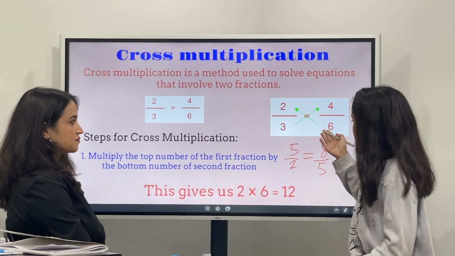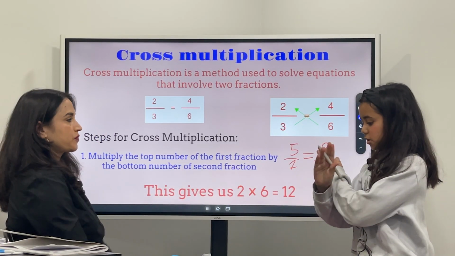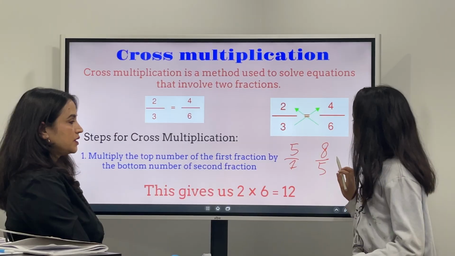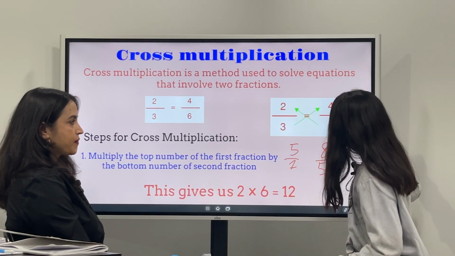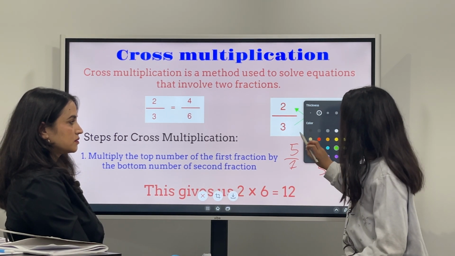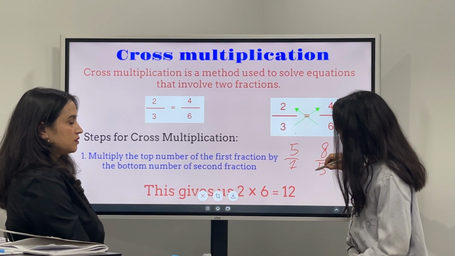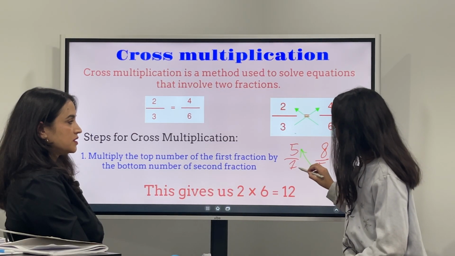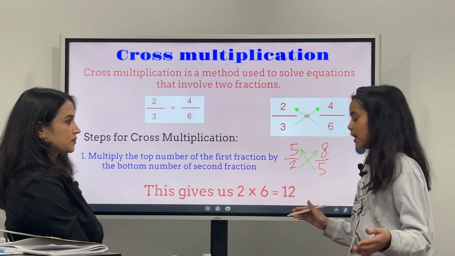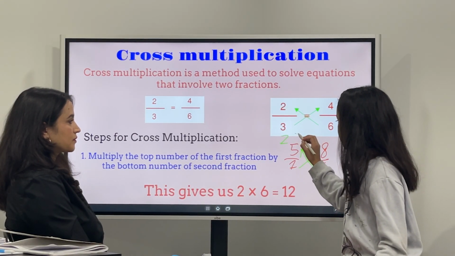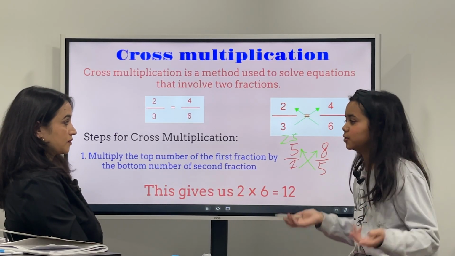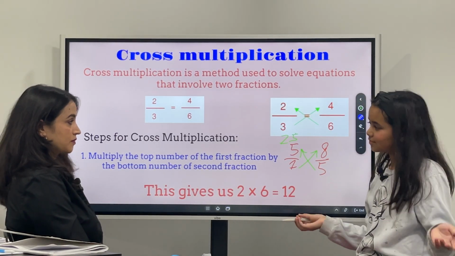We have to use cross multiplication. Let me just erase this part. So we're going to go like this. Actually, I could use a different color. So we will multiply 5 times 5, and 8 times 2. First let's do 5 times 5. 5 times 5 is 25. And then 2 times 8. 2 times 8 is 16.